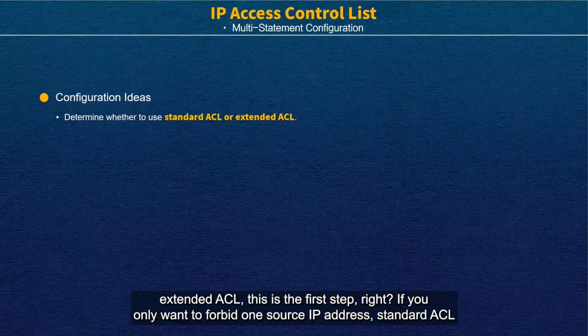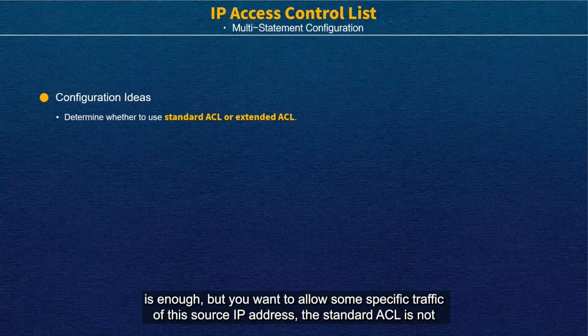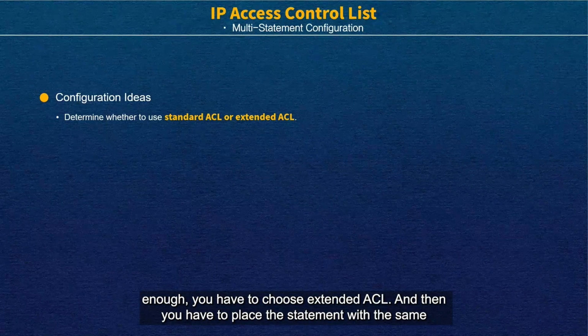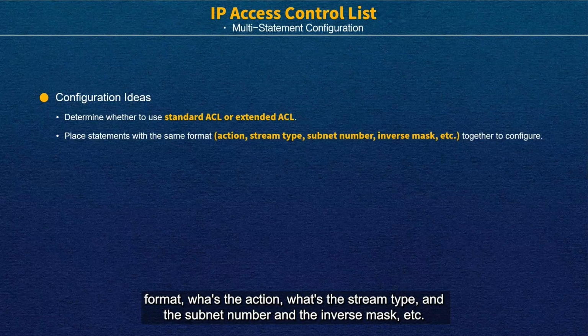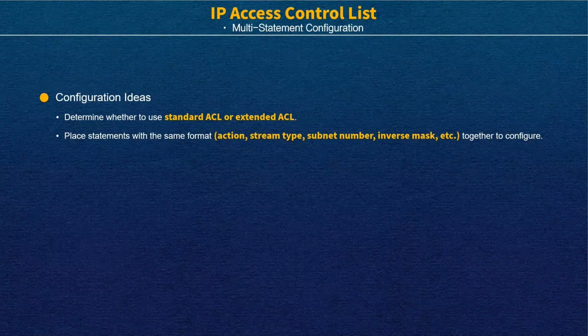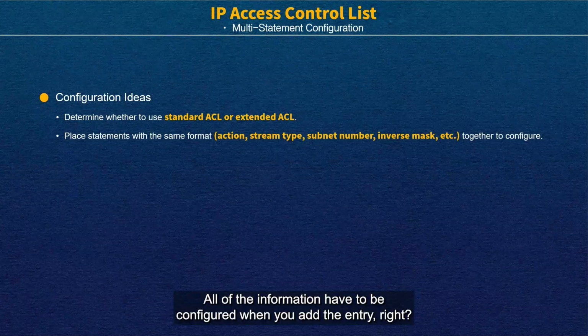If you only want to forbid one source IP address, standard ACL is enough. But if you want to allow some traffic of this source IP address, the standard ACL is not enough. You have to choose the extended ACL. And then you have to place the statement with the same format: what's the action, what's the stream type, and the subnet number and the inverse mask exactly. All of this information has to be configured when you add the entry, right?